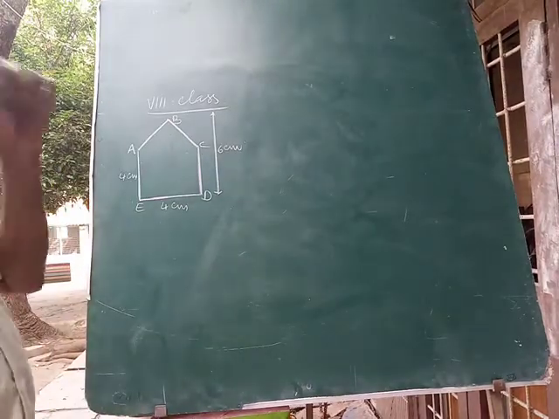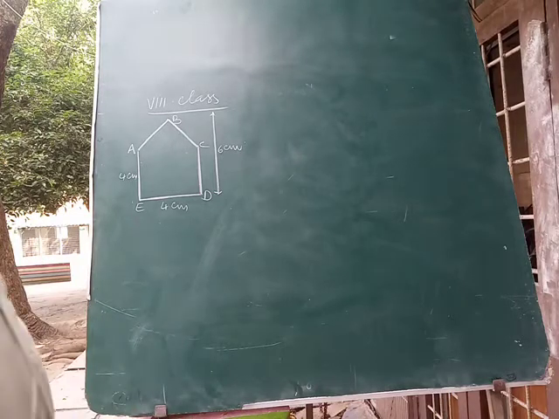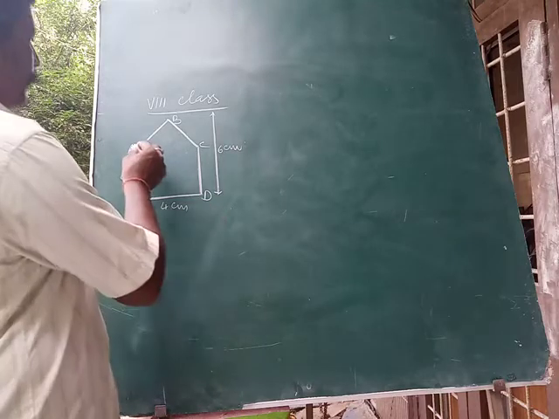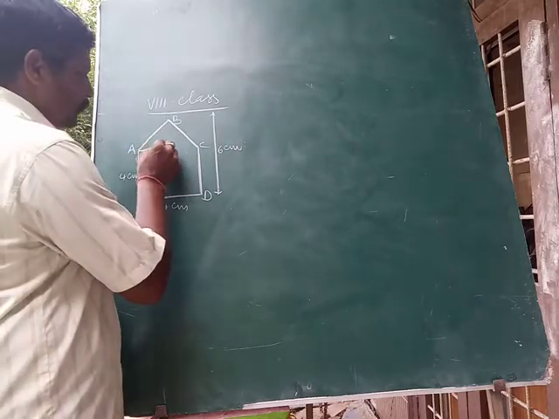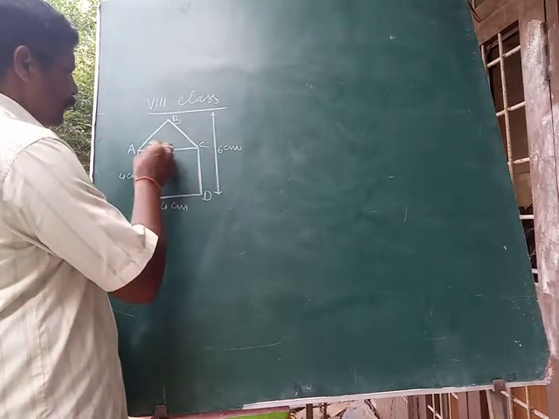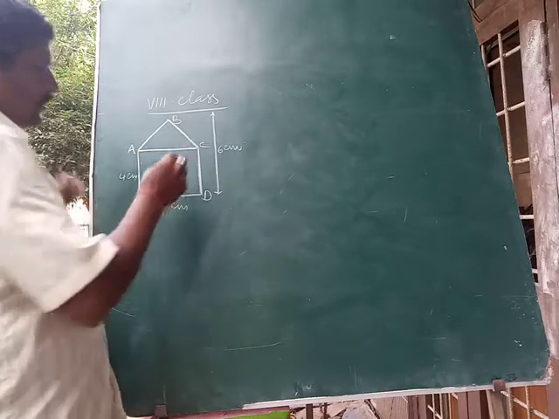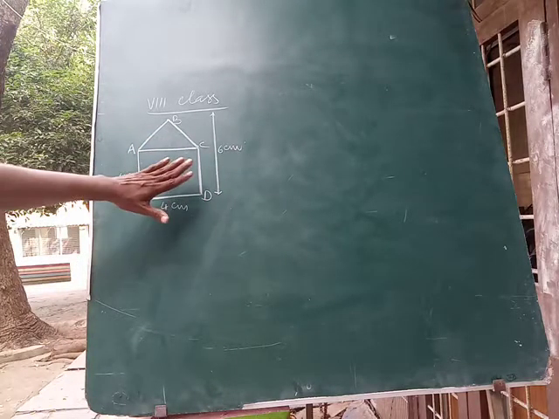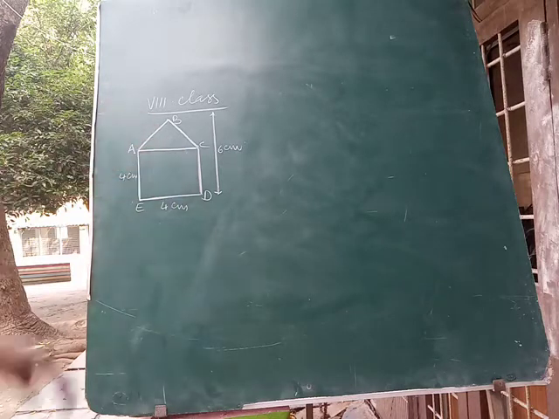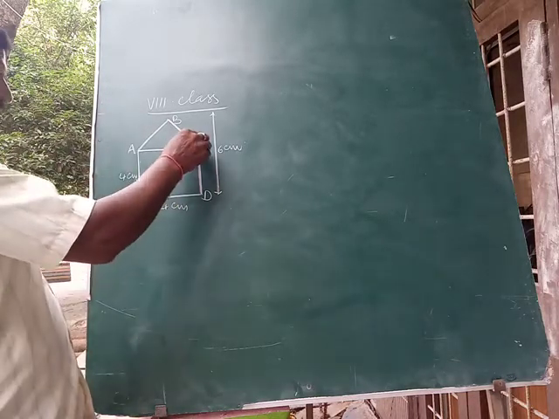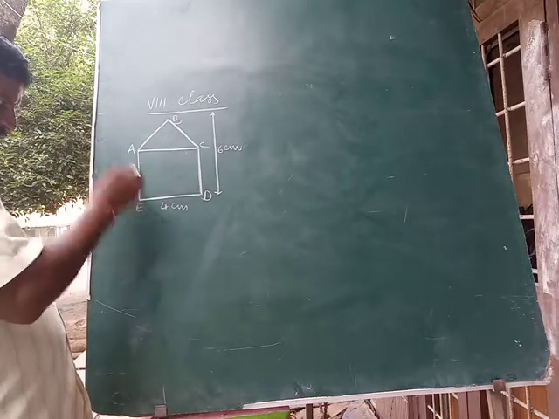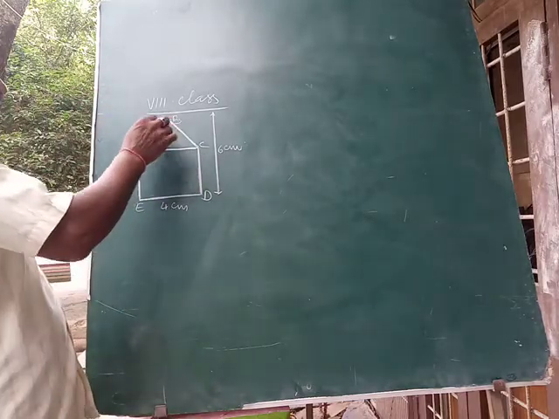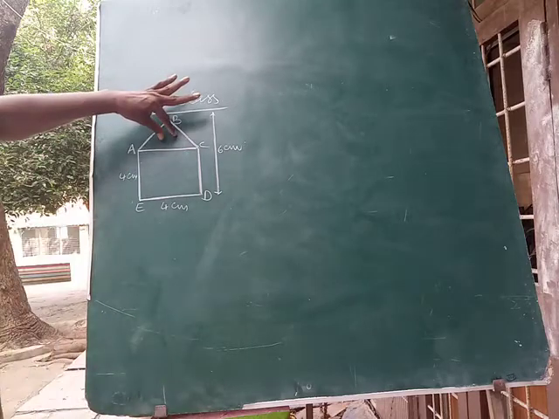To find the area, divide this figure into two parts. One is, if you draw AC, this shape is in the form of a square. A, C, D, E is a square. Next, this is in the shape of a triangle.